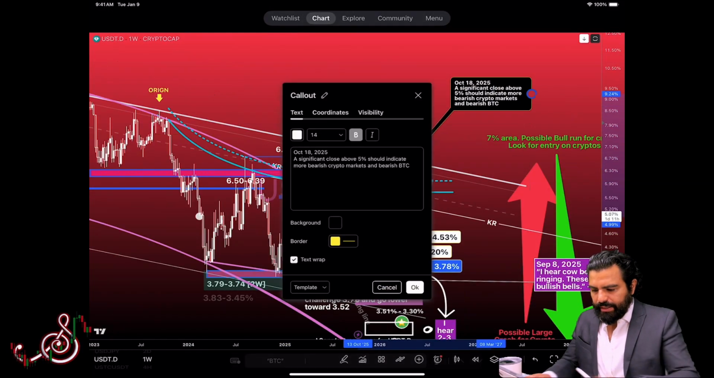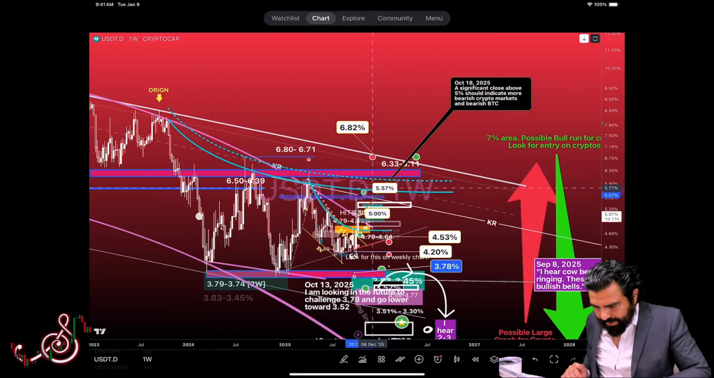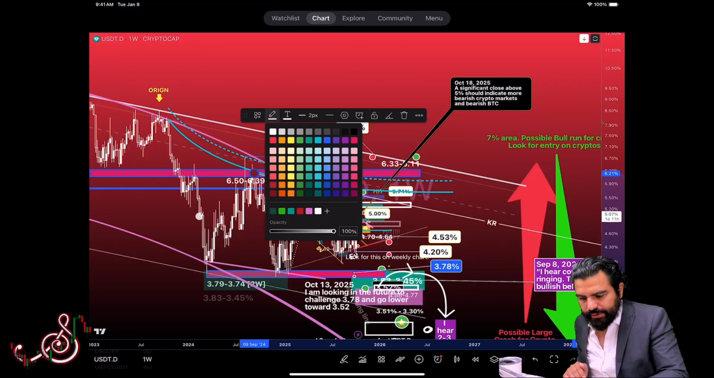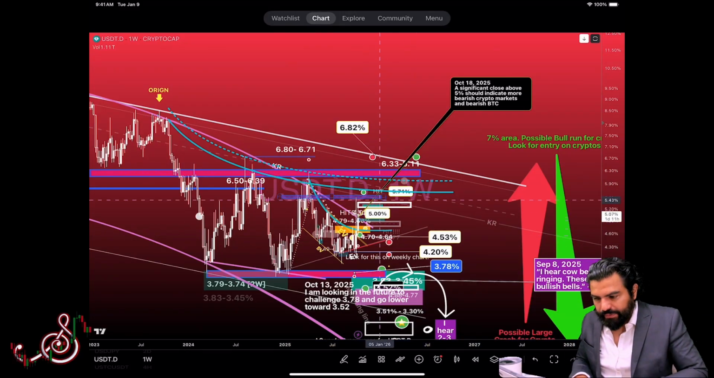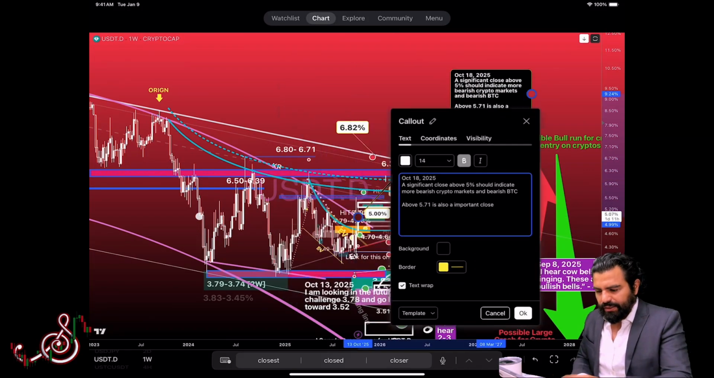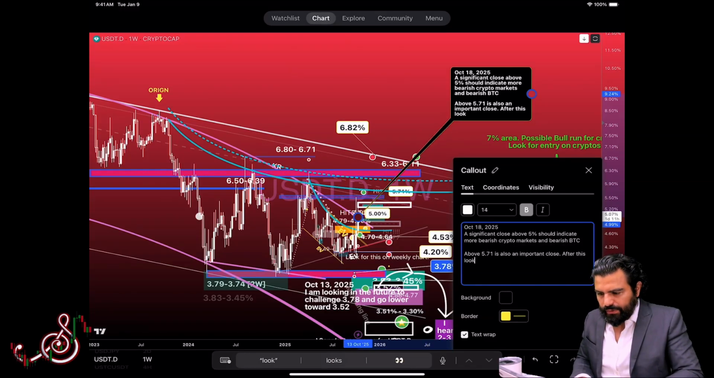I need to add the number for that. 5.73. I'm going to fade away this KR. It's getting in my way. KR means key angle reverberation. Above 5.71 is also an important close. After this, look for the 6.82 average. It's a dynamic negative number.